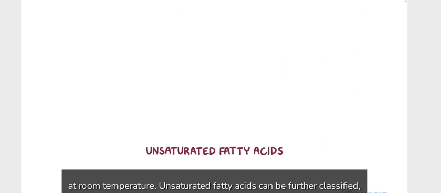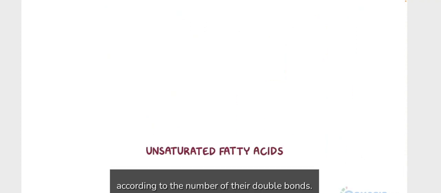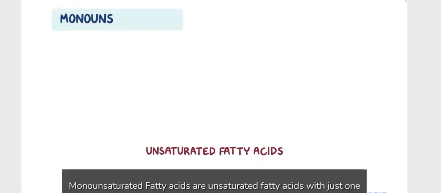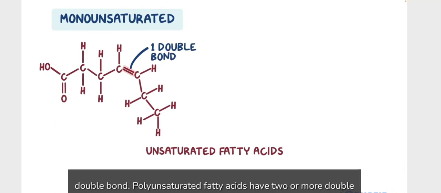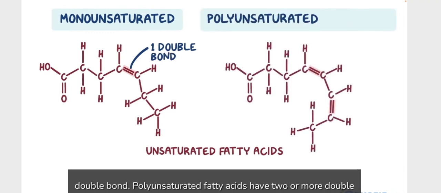Unsaturated fatty acids can be further classified, according to the number of their double bonds. Monounsaturated fatty acids are unsaturated fatty acids with just one double bond. Polyunsaturated fatty acids have 2 or more double bonds.